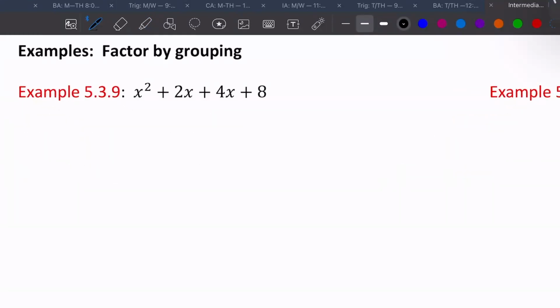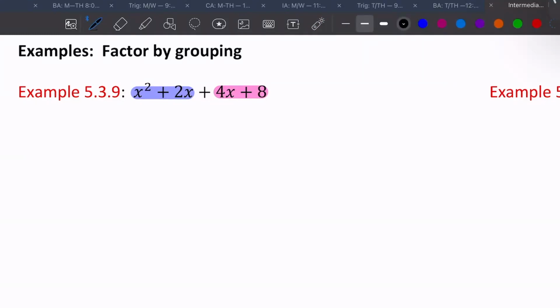Okay. So here we go. We have 4 terms, right? 1, 2, 3, 4. We're going to group the first 2 terms and the last 2 terms. Notice how I left that plus alone in the middle. Leave that middle sign alone.